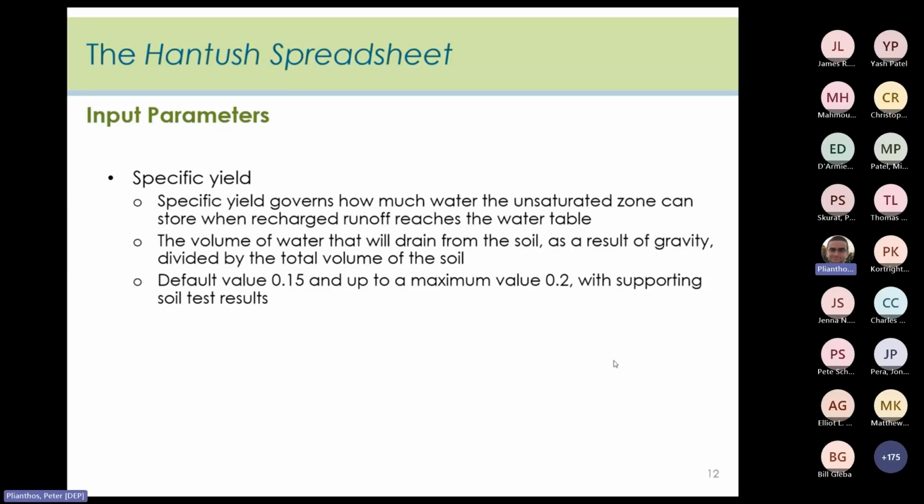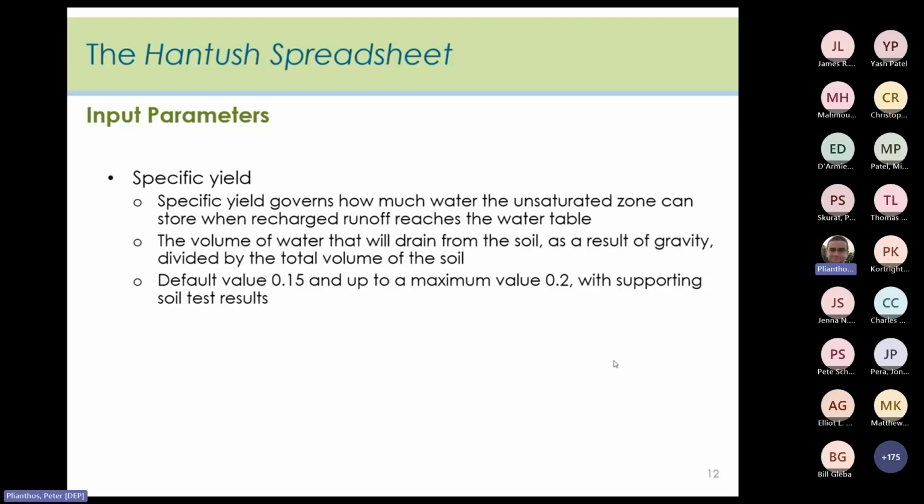The next parameter is the specific yield, which is the volume of water that will drain from a soil specimen due to gravity divided by the total volume of the soil specimen. Coarse soil will likely have a higher specific yield than fine-grained soil having the same porosity.